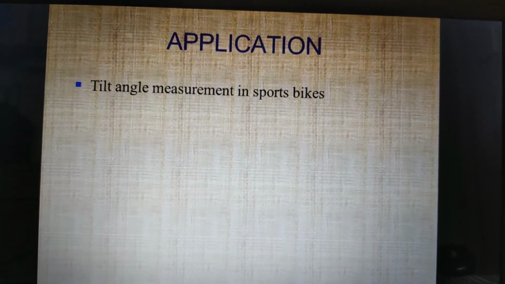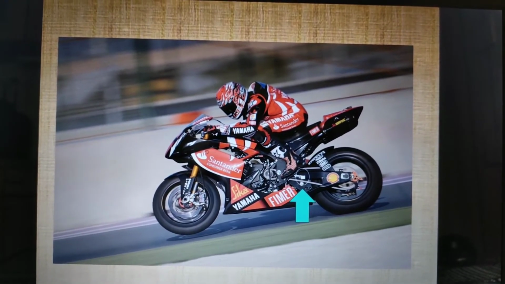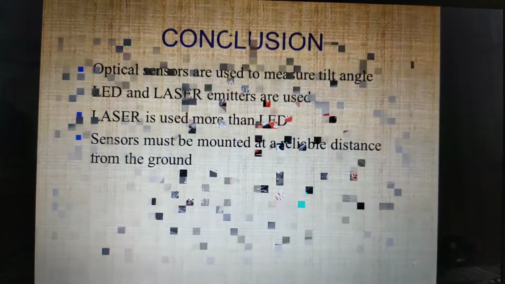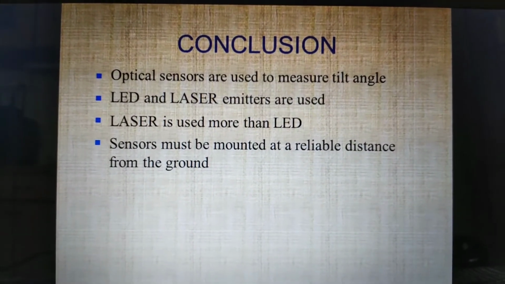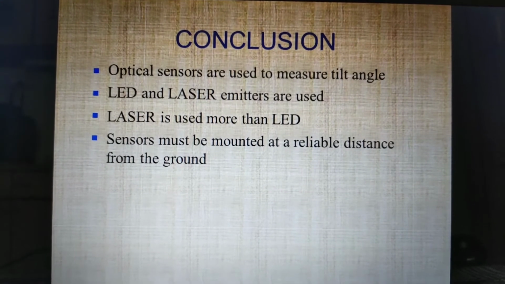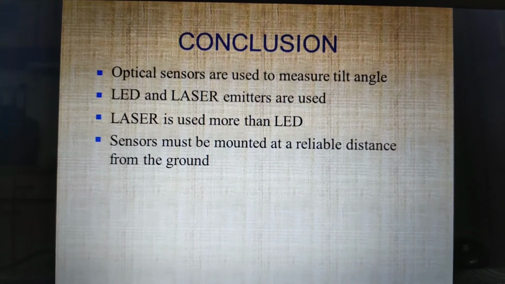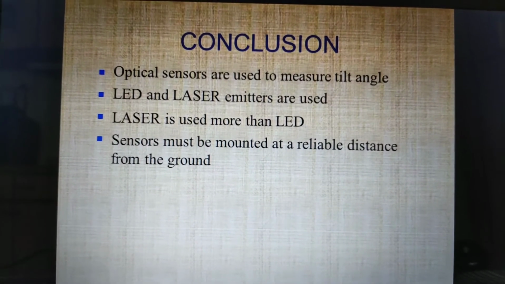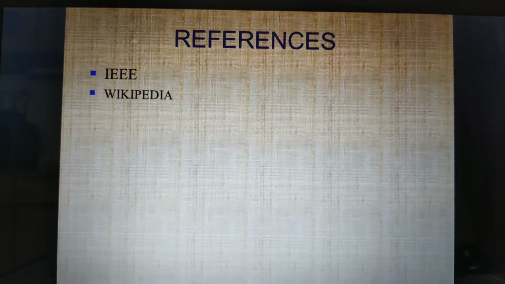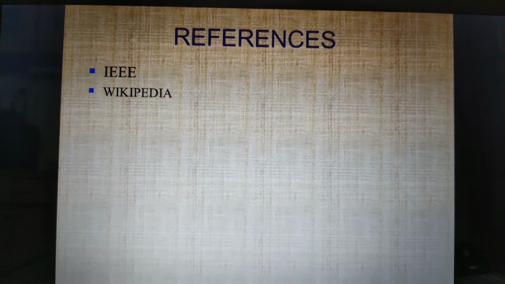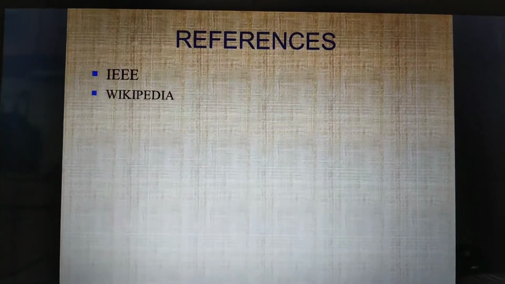Application. It is generally used to measure the tilt angle. This is the image of a sports bike in which we measure the tilt angle by using the optical sensor. The result is for measuring tilting angle, in which LED and laser emitters are used. Laser is used more than the LED, and the sensor must be mounted at a reliable distance to measure the tilt angle. For further information we can refer to the following sources: IEEE and Wikipedia.